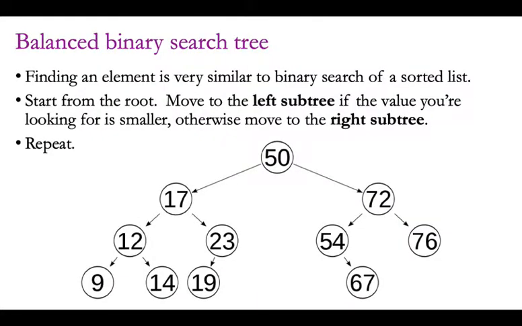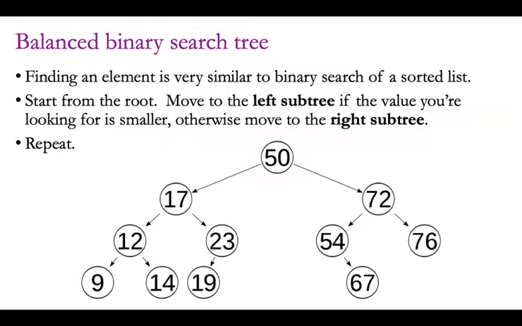So here's an example of a balanced binary search tree. If you have a bunch of numbers in your data set, and you organize them in this tree-like structure, where you have a root, which is this first node, and then every node can have two children, a left child and a right child, the left child has to be less than the element, and the right child has to be more than the element.